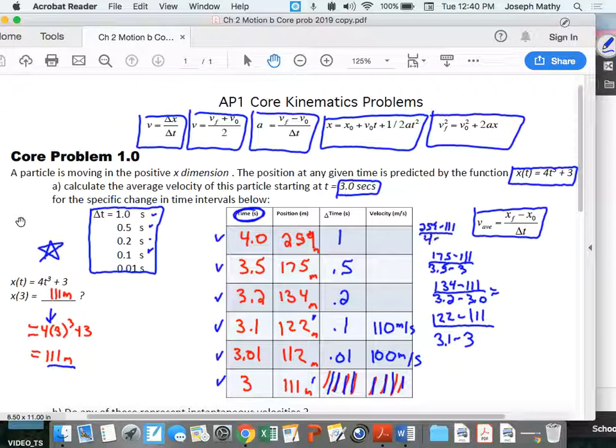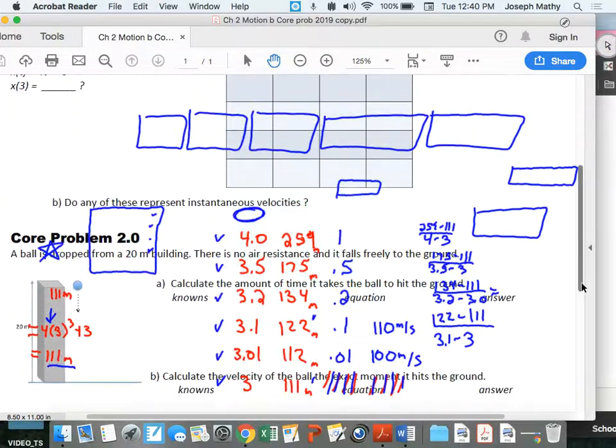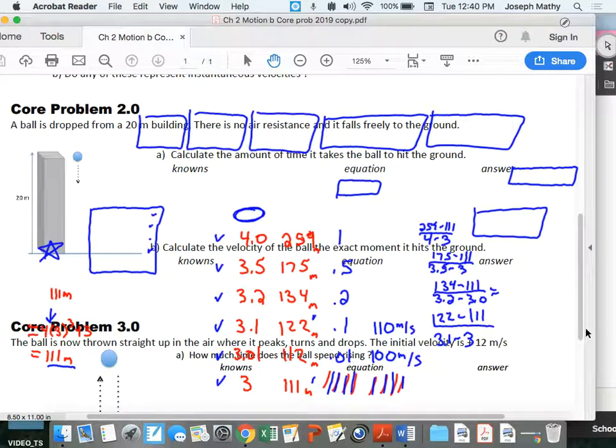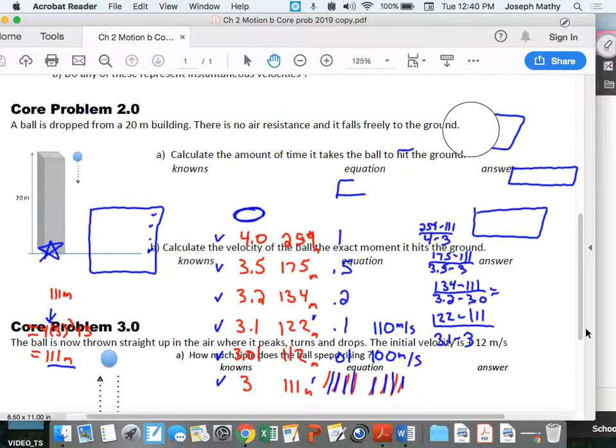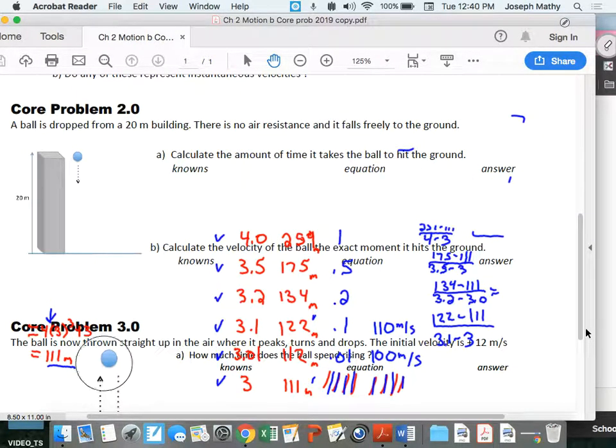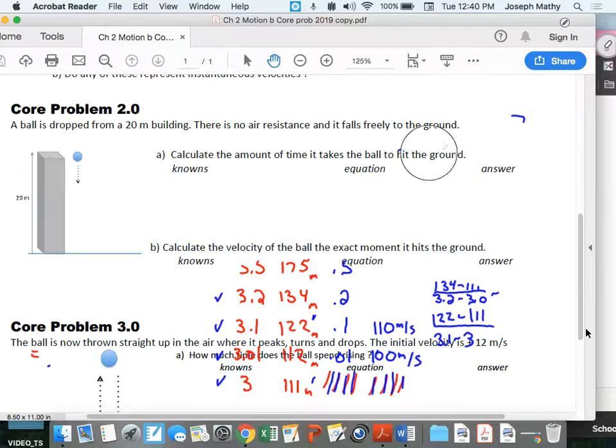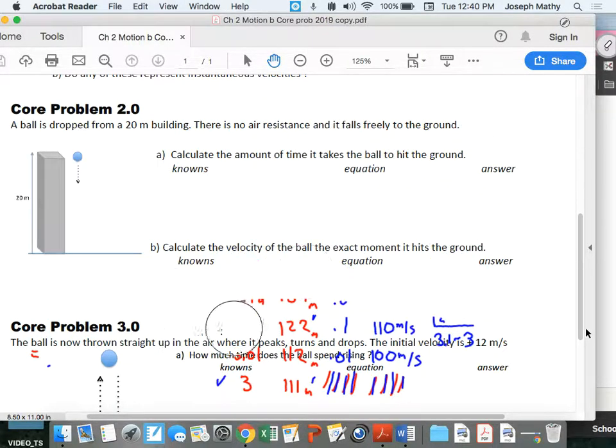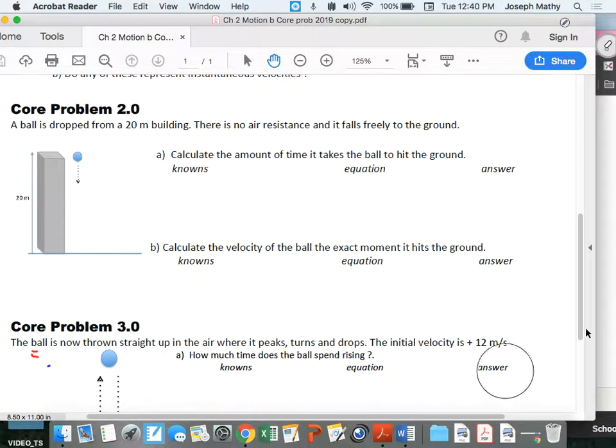So I just showed you how to solve all of these. And now, for the sake of saving time, I will go to core problem 2. Let's slide down. You notice that all my stuff stayed with me here. So I'm going to do some erasing. Core problem 2 involves something that is falling from a building. It says calculate the amount of time it takes the ball to hit the ground.